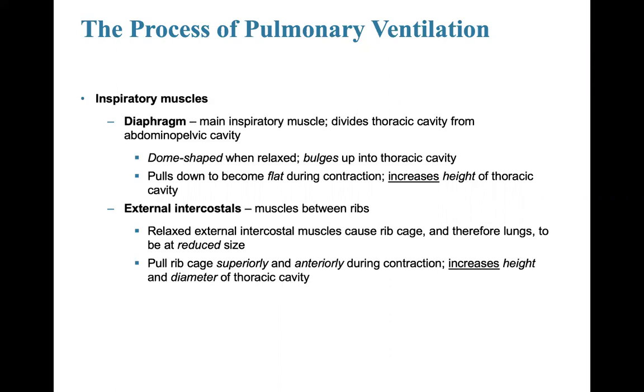The external intercostal muscles are the muscles between the ribs, on the external side. When relaxed, the external intercostal muscles cause the rib cage and therefore the lungs to be at a reduced size. When the external intercostals contract, they pull the rib cage superiorly and anteriorly, so up and out. This increases the height and the diameter of the thoracic cavity, which again would increase the volume, which would decrease the pressure, and you have airflow move in again.